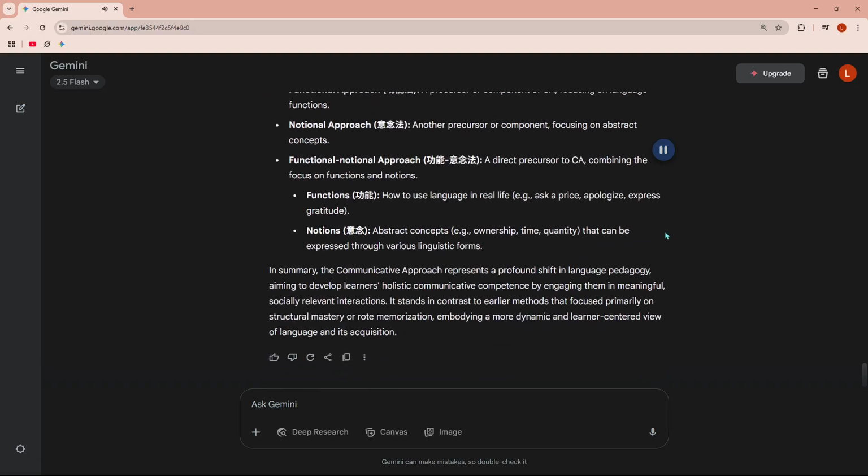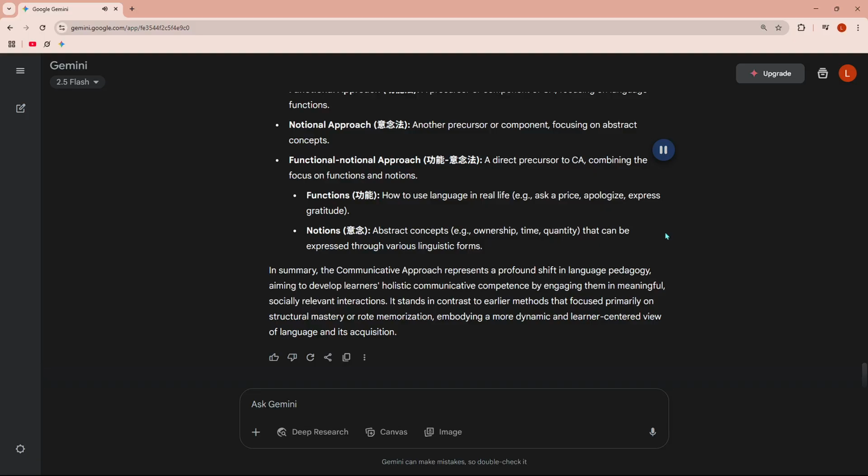Functions, Gongnen, how to use language in real life, e.g., ask a price, apologize, express gratitude. Notions, Yin Yen, abstract concepts, e.g., ownership, time, quantity, that can be expressed through various linguistic forms.